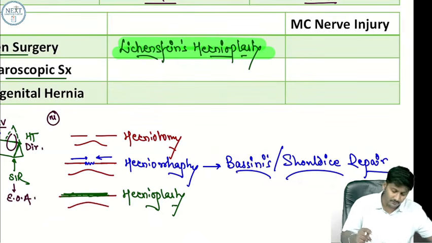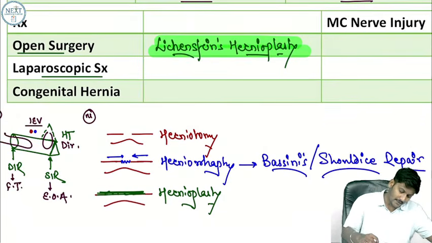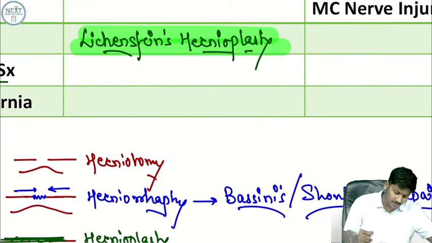Well, let me know, beta, which is the most common nerve injured in open inguinal hernia surgery. In open inguinal hernia surgery, like a Lichtenstein's mesh hernioplasty, which is the most common nerve injured? Let me know in the chat box. Next is laparoscopic inguinal hernia surgery. In laparoscopic inguinal hernia surgery, beta, definitely there can be two surgeries.